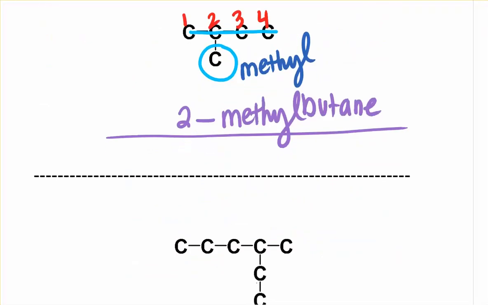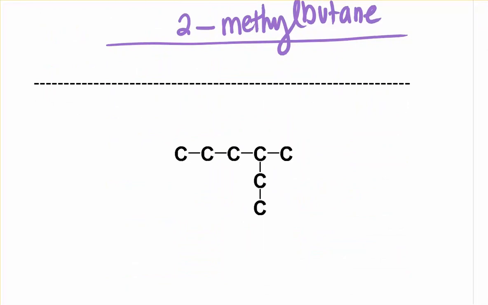Let's try another one. It's not a bad idea to pause and try it on your own before I go through it. On this one, I could choose the longest chain straight across, and that would give me 5 carbons, but that would be wrong, because if I choose the longest chain this way, oh, that is really the longer chain, I can get 6 carbons. So that's going to get me the right answer. That makes this a branch.